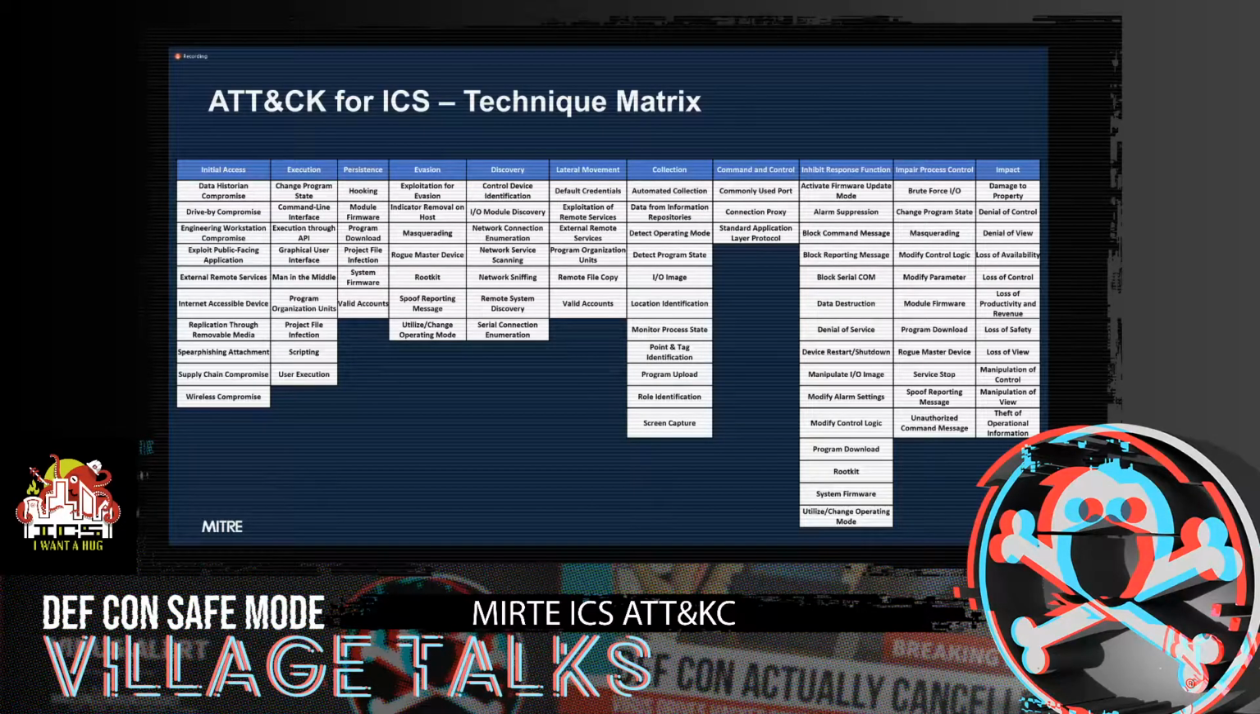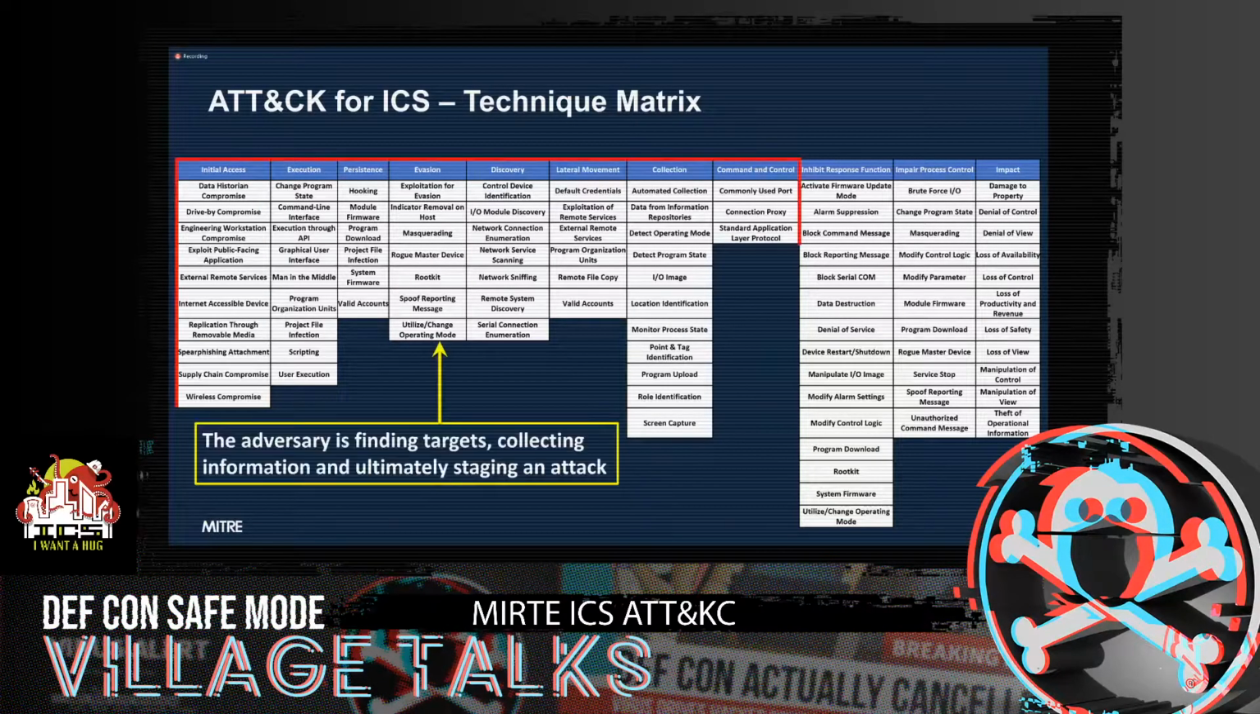So back to the technology technique matrix for ATT&CK for ICS. Let's break it down really quick. The first couple of tactics represent the adversary finding their target, collecting information, and ultimately staging an attack. Initial access is how we get in. We may try to find our target by using discovery techniques, and then we may need to get specific information. So we may have to do some collection to understand the state of the system or the state of the process at any point in time.